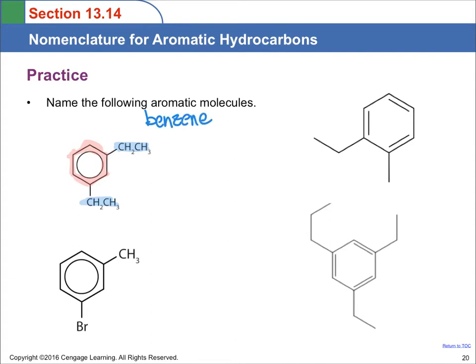Now we can either name this with numbering or the ortho-meta-para because there's 2 groups. If I number, I could give the 2 groups 1 and 3. So this could be 1,3-diethylbenzene, or 1,3 is also called meta, and then diethylbenzene.